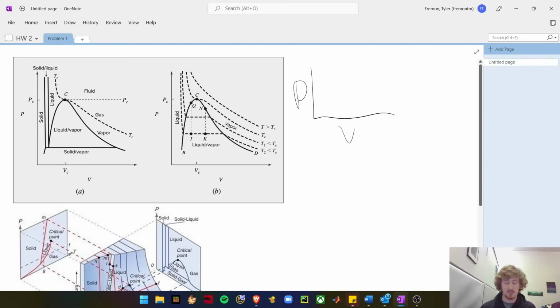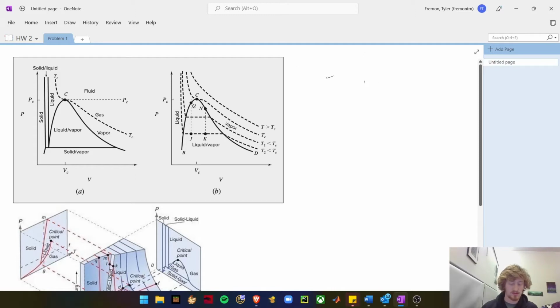And this isn't your typical volume. This is actually the specific volume of the substance. Another way to put this would be it's the inverse of the density. And all this is the volume per mole of the substance that we're looking at.